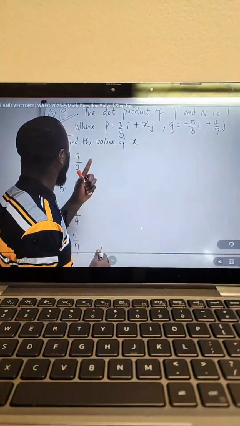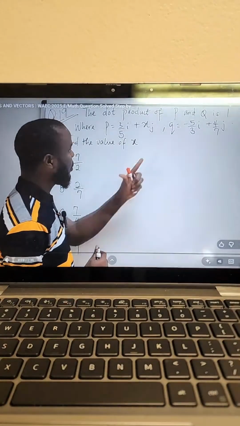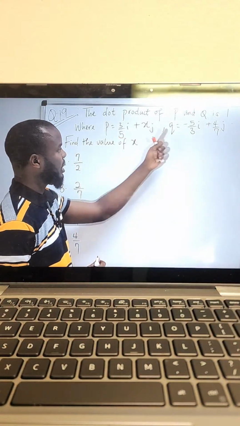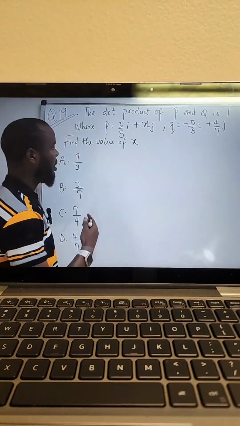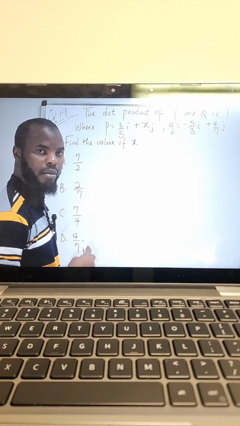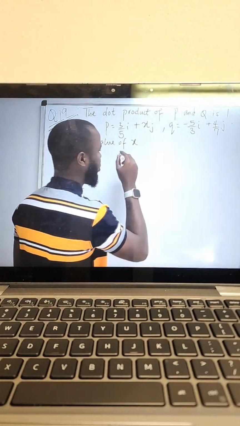19. Now, looking at this, we have the dot product of P and Q is 1, where we have P to be this and Q to be that. Find the value of X. So we have the answers given to us as this. But before I do this, let me just explain something to you.